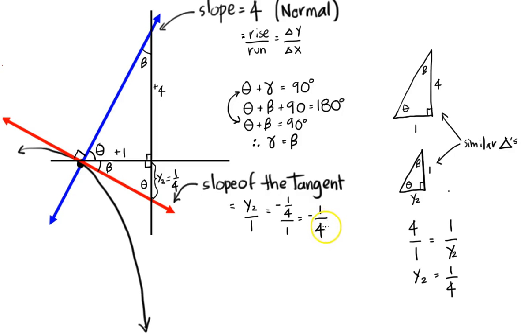That's interesting. So the slope of the normal is 4, and the tangent is the negative inverse of that. All right, so if I had to say something here, I could say the slope of the tangent is equal to -1 over the slope of the normal.